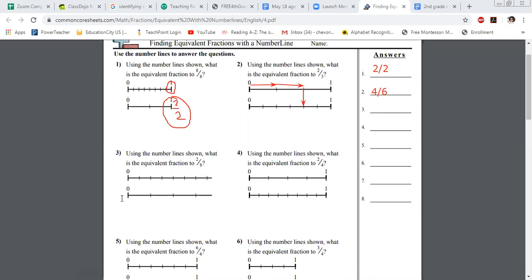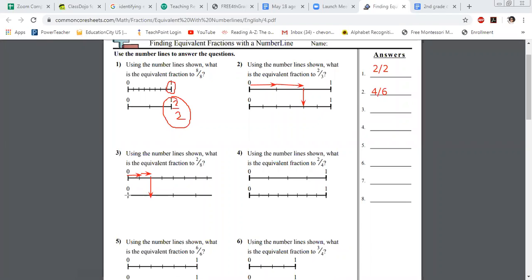All right, let's take a look at number 3. Using the number line shown, what is the equivalent fraction to 2/8? So this is in eighths. So we're going to be looking for 2/8. So we have 1/8, 2/8. So this is the line that we're going to be looking at the equivalent of, which means we're going to go straight down. This is the one that's equal to it.